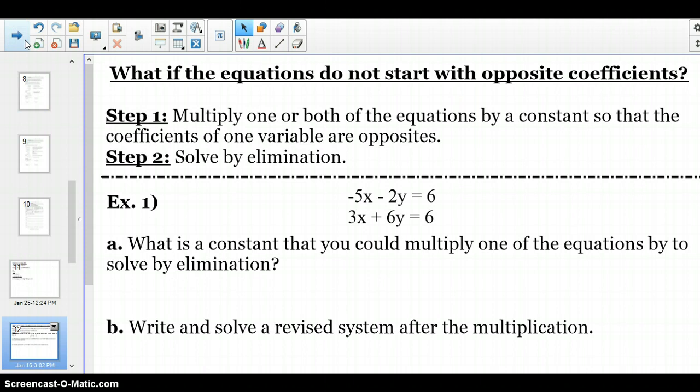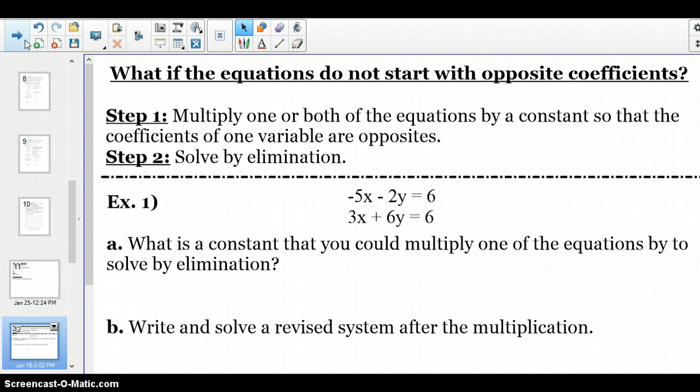If you look at this example 1, notice that there are no two variables such that when you add them together they would cancel out. So like negative 5x plus 3x would not be 0, and negative 2y plus 6y would not be 0. So your strategy is a little bit different for this.